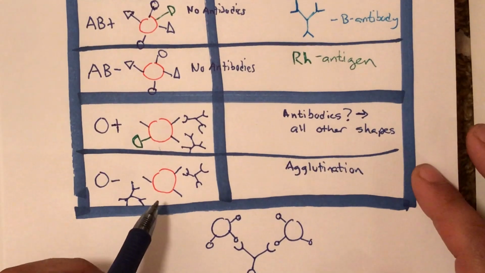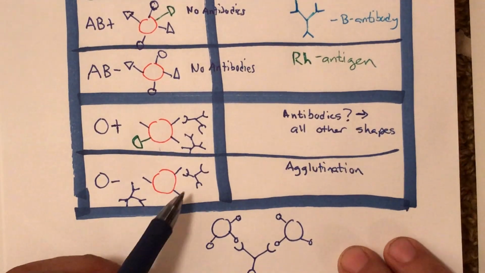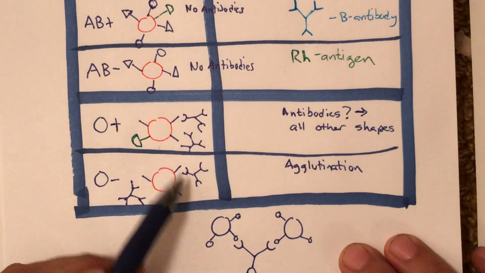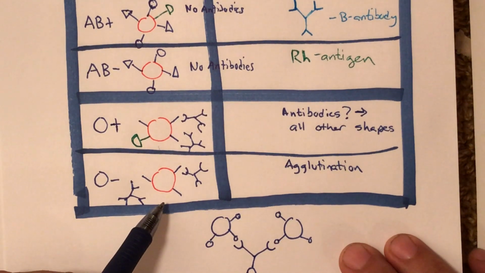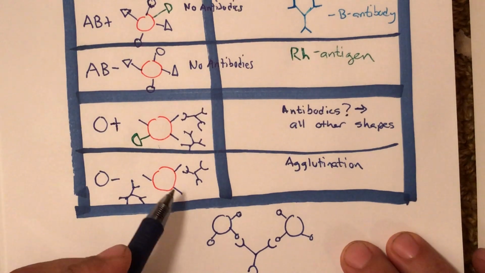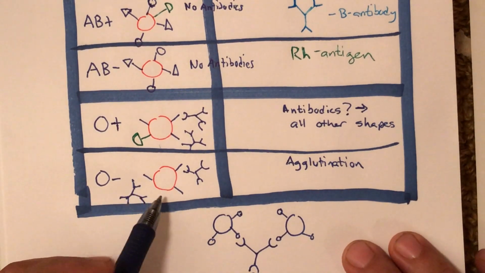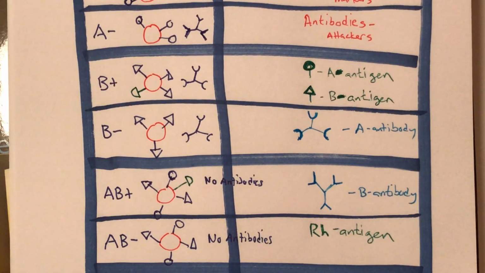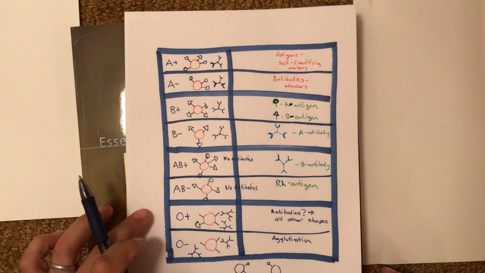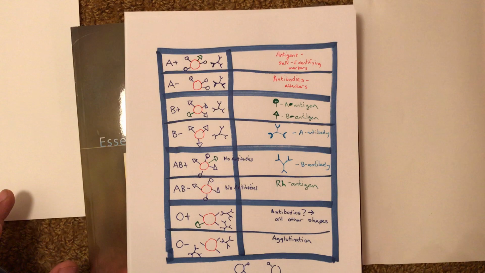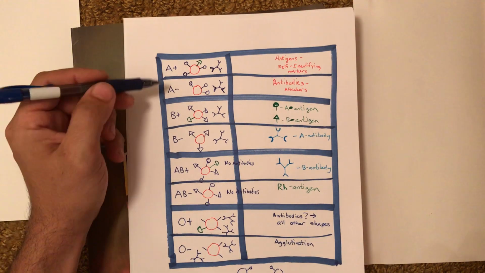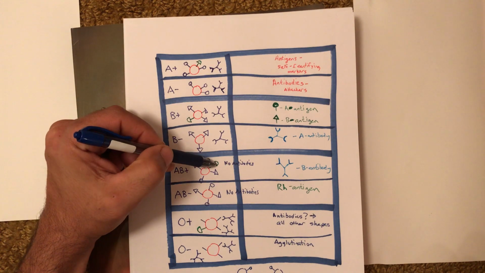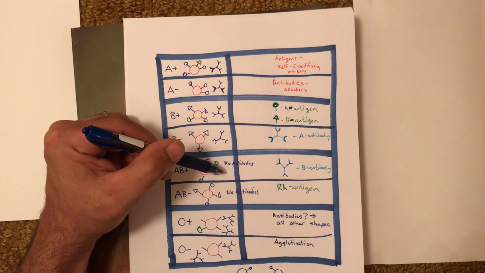And lastly, what type of antibodies do we want to have in O blood? Well, you want to have both, because you don't have any antigens. Now that concludes laying out the groundwork for blood transfusions. Now we ask ourselves, well, why aren't we dealing with the D antigen here, with the Rh antigen? Why don't we have Rh antibodies?